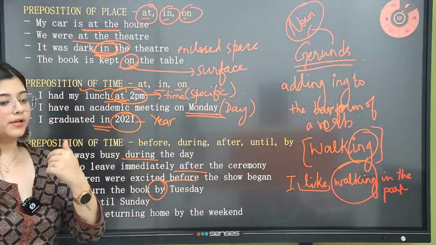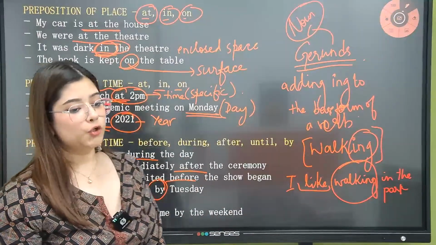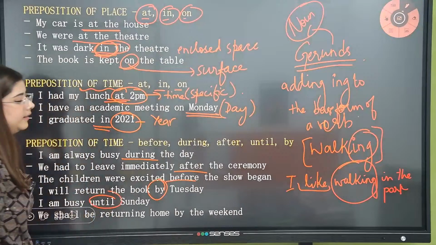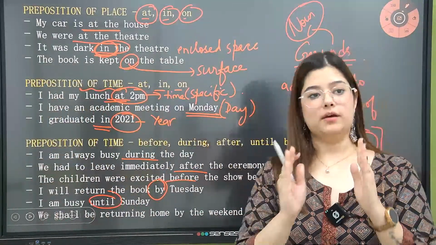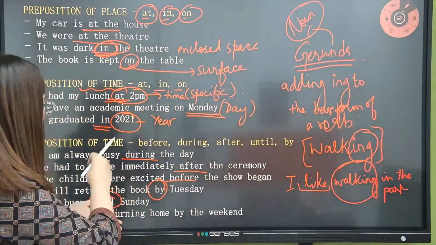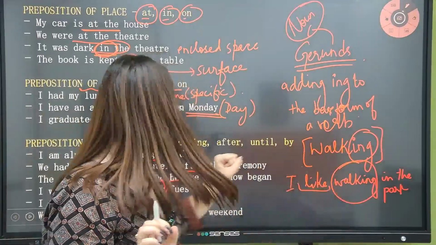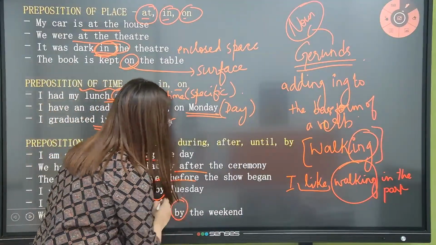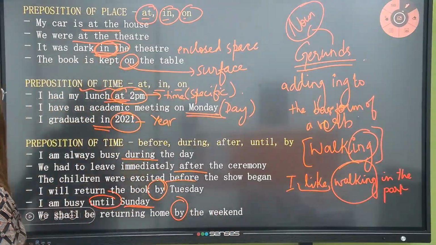You should submit your assignment by Monday. So by, we tend to use to talk about deadlines. I am busy until Sunday. Until is used to specify the time period between a start day and an end day. So starting from today till Sunday, I am busy. Okay? We shall be returning home by the weekend. Again, sort of a deadline.